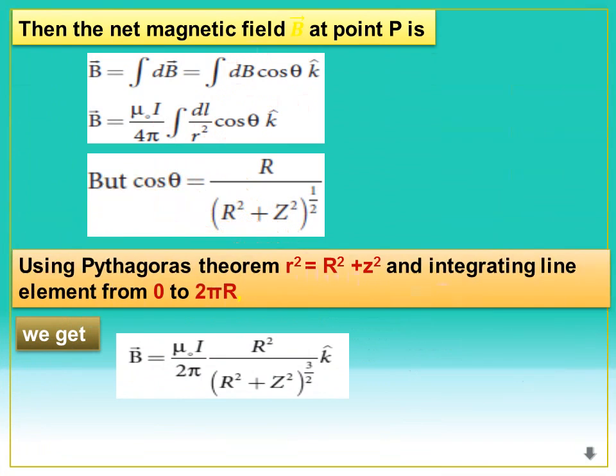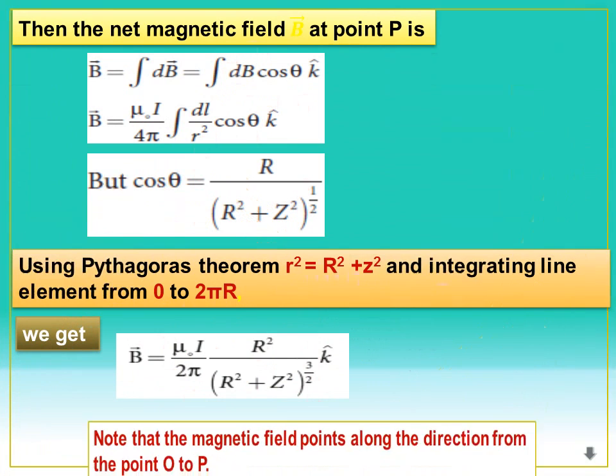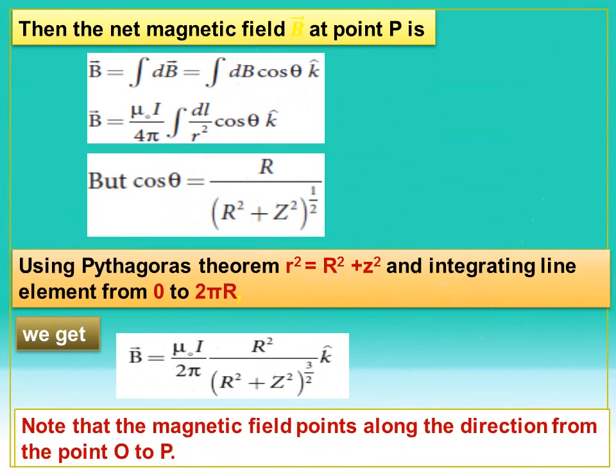B vector is equal to mu naught I by 2 pi into R square divided by R square plus Z square, the whole bracket power 3 by 2. While substituting here, for the value of the integral we get a 2 pi R. If you cancel the 2 pi and this 4 pi, then it is only 2 pi left in the denominator. Then you can substitute all the values here, and because of this R square, it becomes a whole square. Here we have a root, so you put 3 by 2. Note that the magnetic field points along the direction from the point O to P.